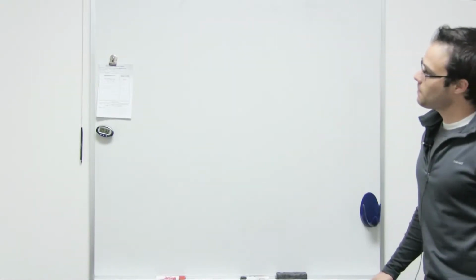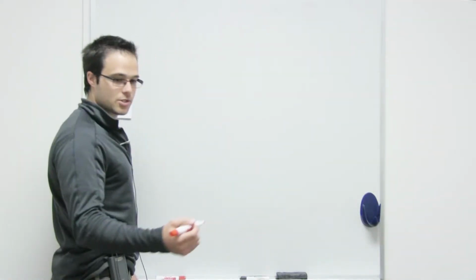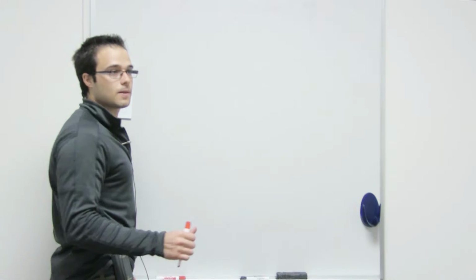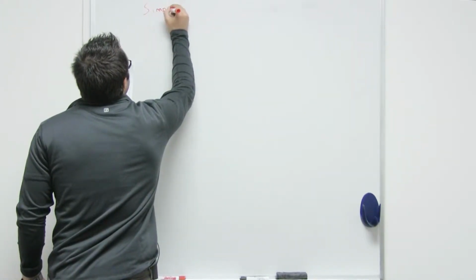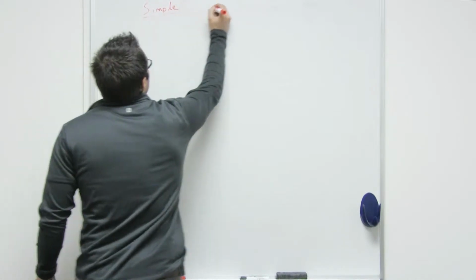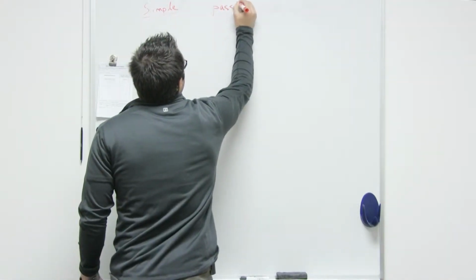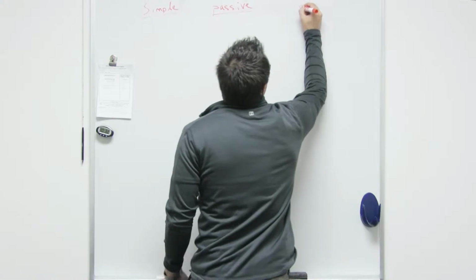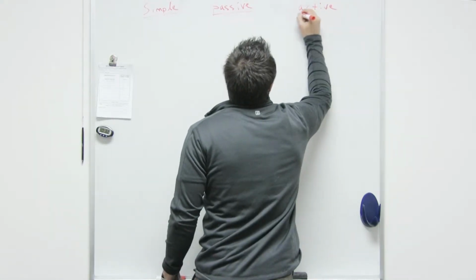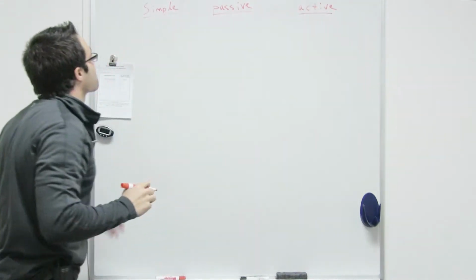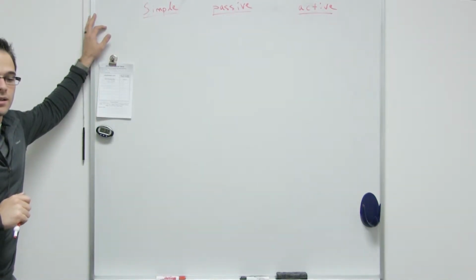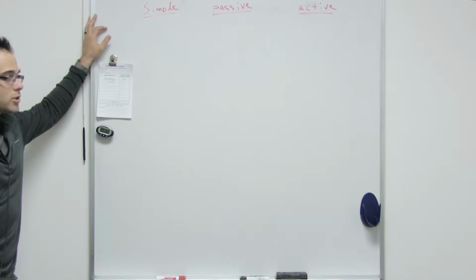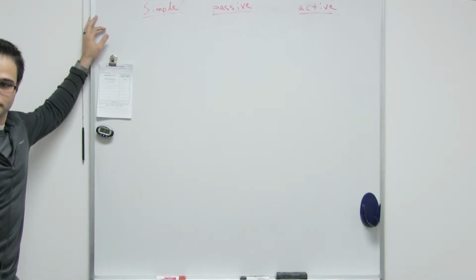So, let's talk about diffusion first, and that kind of leads into transport proteins and all that. There's a few different types of diffusion: simple, passive, and active diffusion. Simple diffusion is when the molecule just goes straight through the cell membrane.